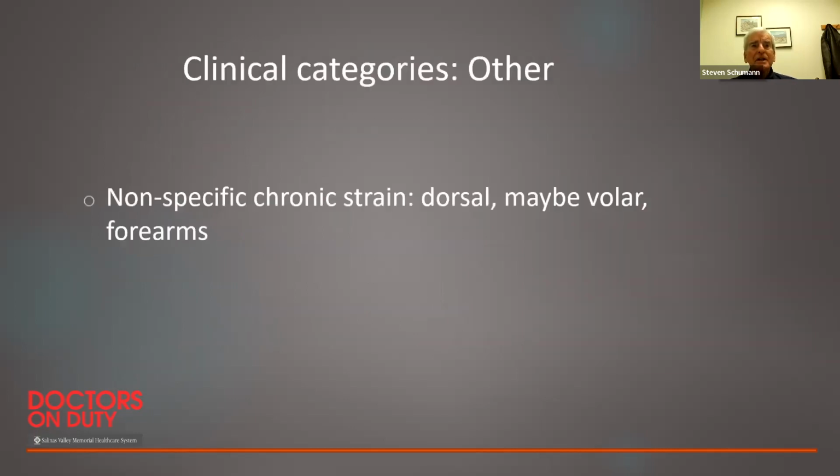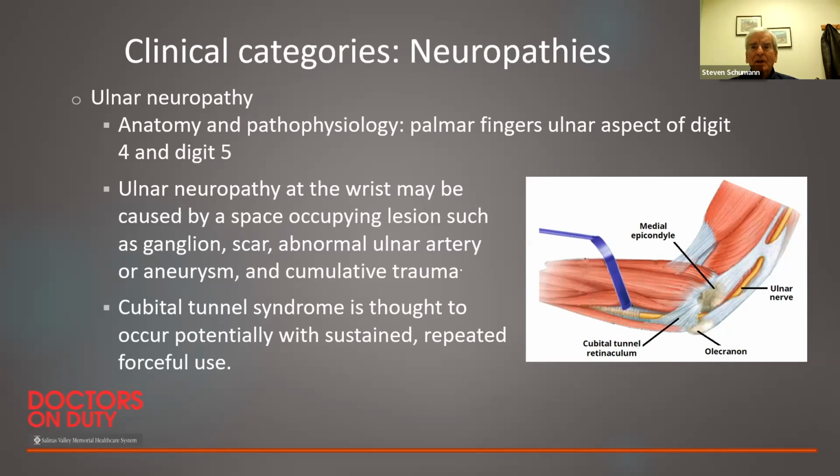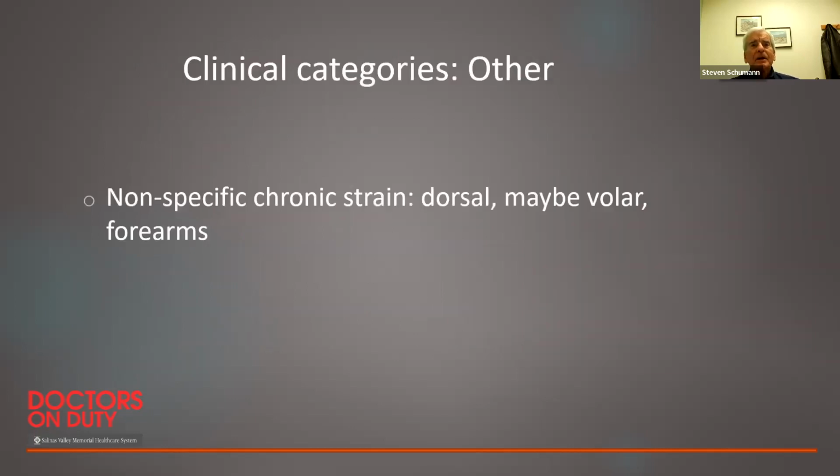And then what we see is numbness, pain, tingling in the fifth finger and the ulnar aspect of the fourth finger on the involved side. So ulnar neuropathy and carpal tunnel syndrome are two neuropathies in addition to the three tendinopathies mentioned. And then finally, which is not uncommon, just the general non-specific chronic strains.